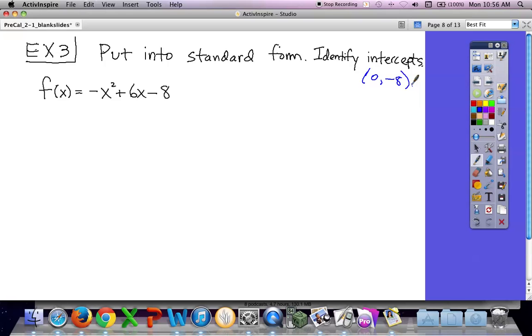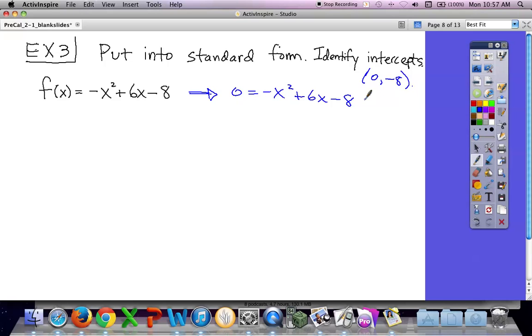Now, how do you find x-intercepts? Plug in 0 for y and solve. So if I did that, I'll do that first. All right, that'll be 0 equals -x squared plus 6x minus 8. So how can you find the x's? You could graph it. It's factorable.